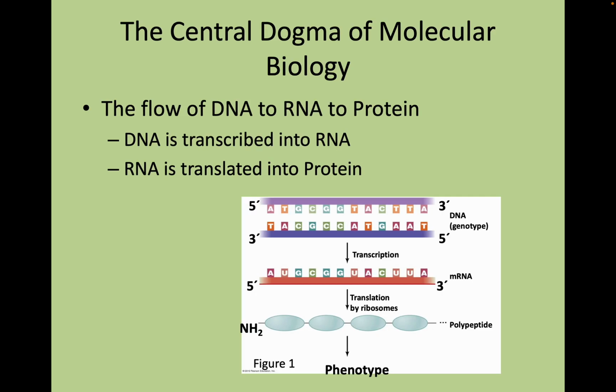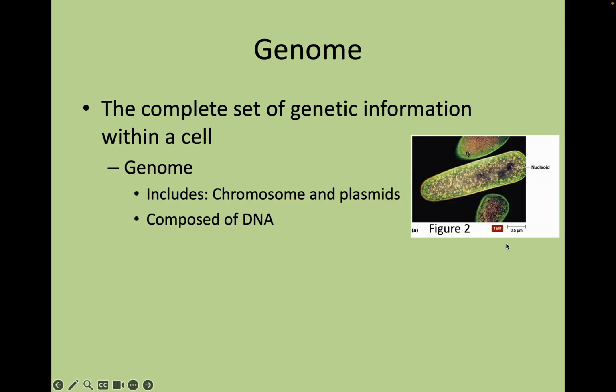So, the central dogma of molecular biology is the flow of information from DNA to RNA to protein. DNA is transcribed into RNA, and then RNA is translated into protein. And we'll talk more about the details of that.